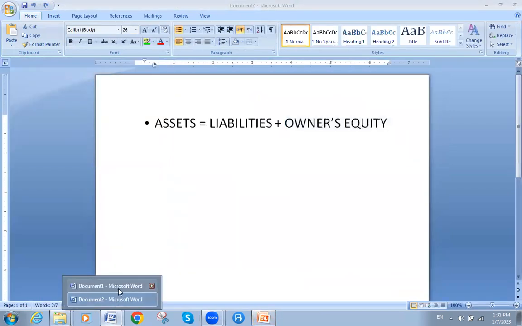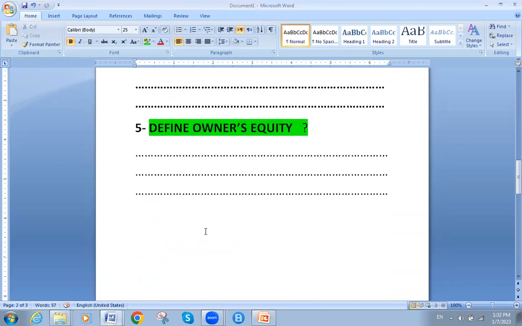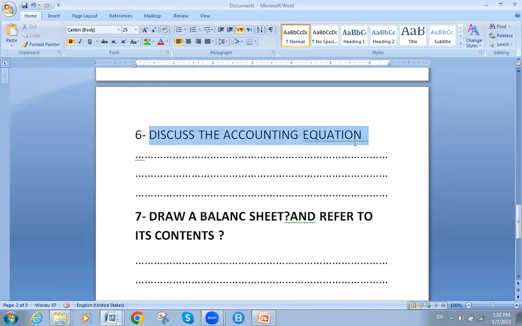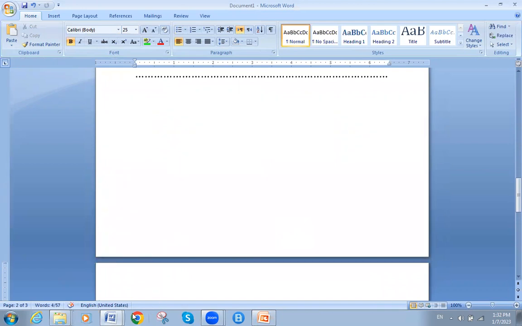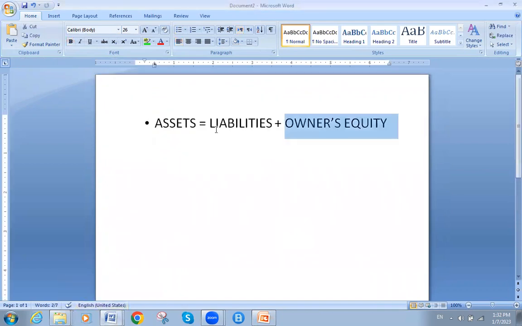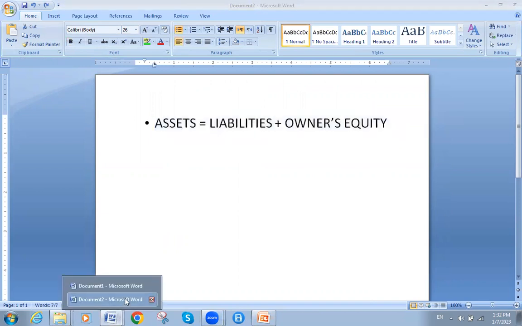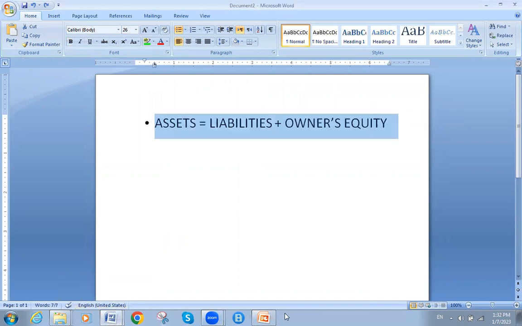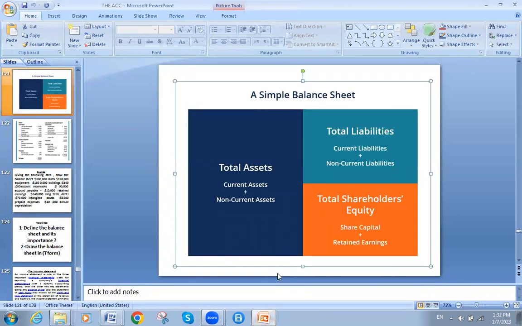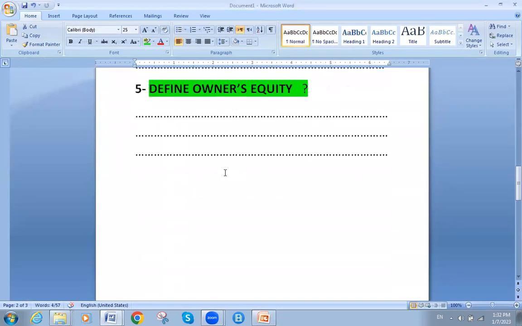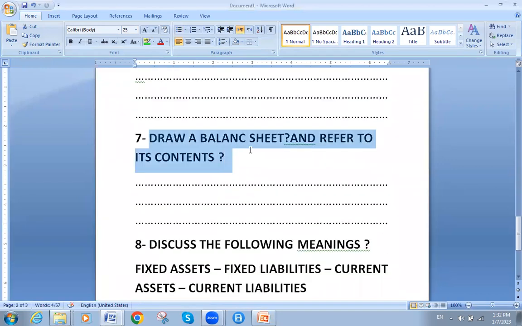We handled also some questions like discussing the accounting equation, and that is the accounting equation which we talk about. It must be balanced from both sides. Then we talked also in our previous questions about drawing the balance sheet and referring to its contents.